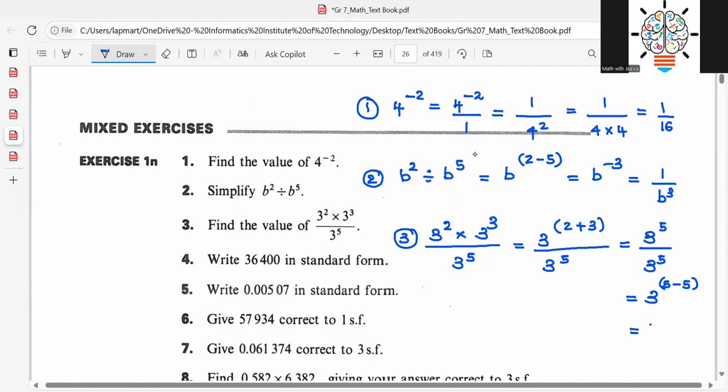So then here it is 3 to the power of 0. Final answer is 1. This is kind of a longer method. Now I'm going to show you a shorter way to do this. But you want to understand what happens here.